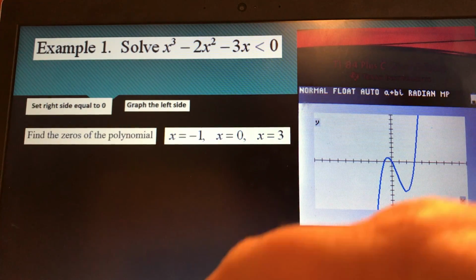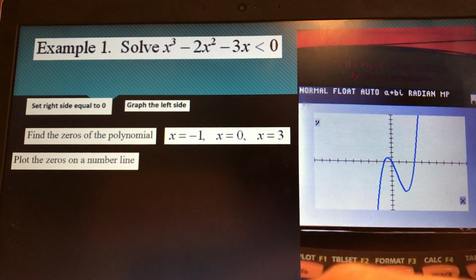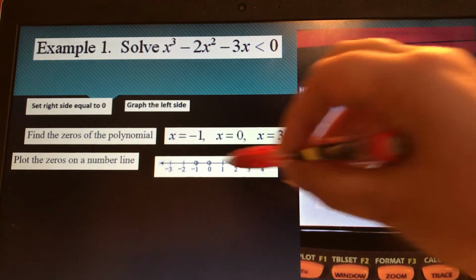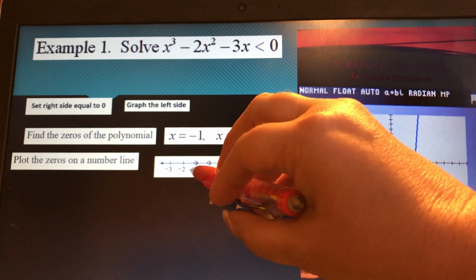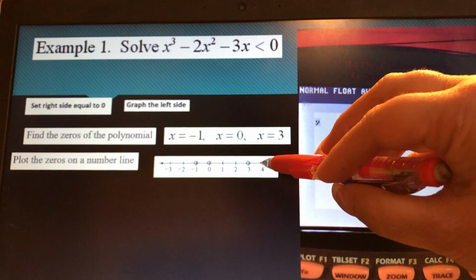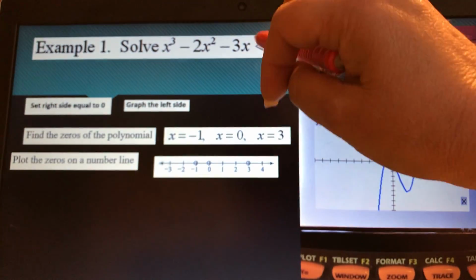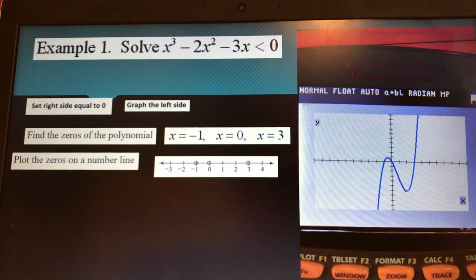So the next thing that I like to do is to plot the zeros on a number line. That helps me figure out what my inequality notation is, and sometimes you're asked for interval notation. Now notice on the number line I put open circles at my zeros. I used open circles because this is less than. If it were less than or equal to, I would close them in.